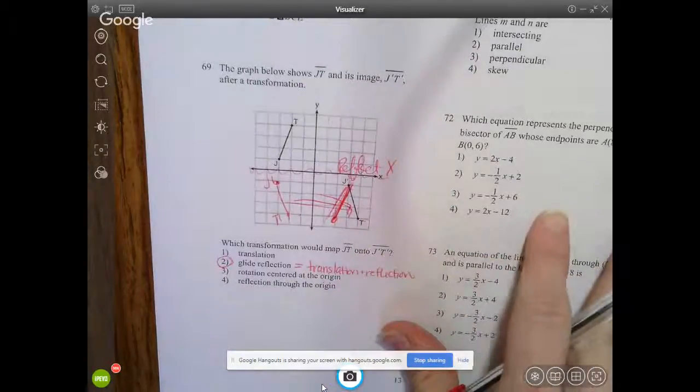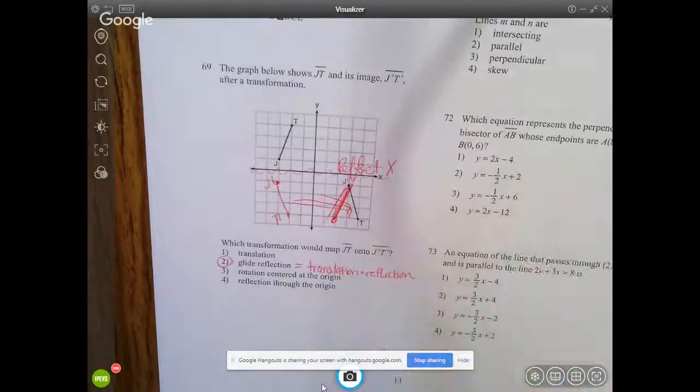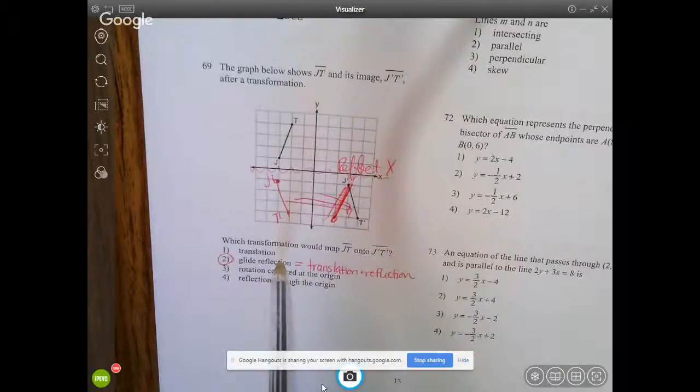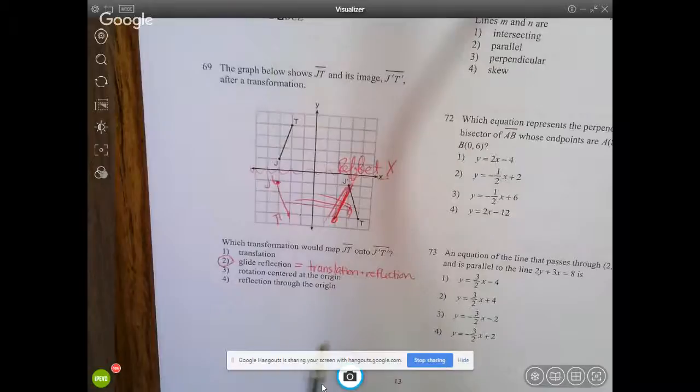It's a glide reflection. So what if one of the answer choices was glide reflection, then rotation? Is that a trick question? Not necessarily, but glide reflection is not really a term we use in Georgia. It's more a New York term. So it probably would be listed as translation and reflection as a composition.